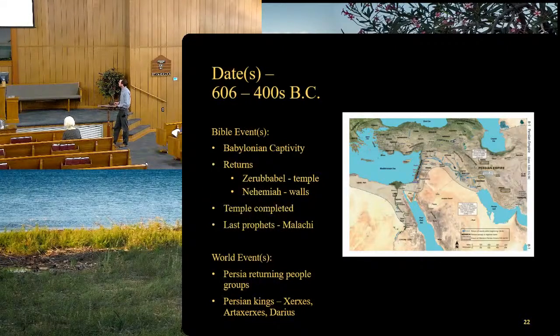Okay, as we move on down to the 600s BC to the 400s, here are the Bible events we have there. You have the Babylonian captivity. When that ends, the returns start, with names like Zerubbabel and Nehemiah. Zerubbabel returned to build the temple. Nehemiah returned to rebuild the walls of Jerusalem. You have the temple completed during that time frame. And then we also have the last prophets that there would be.